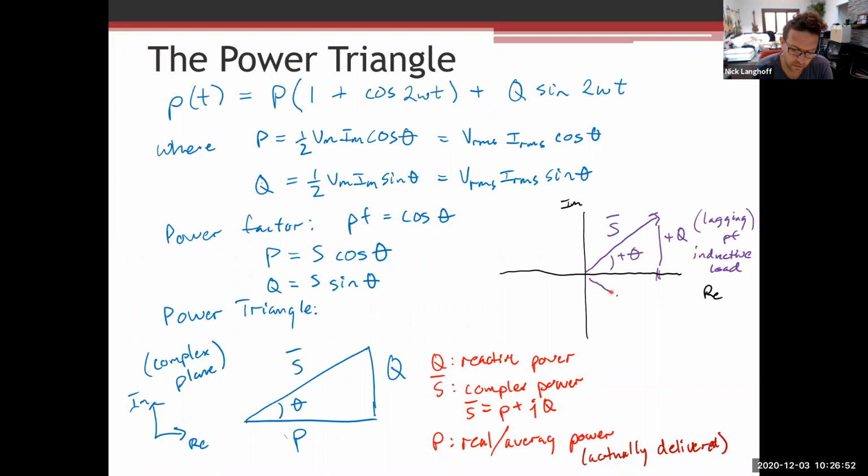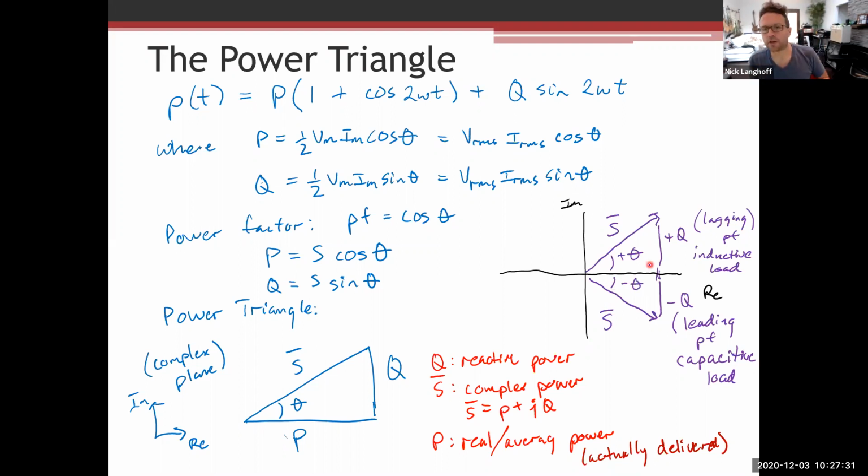If, on the other hand, the load at the frequency it's being driven is predominantly capacitive, you'll have a complex power in the fourth quadrant with a negative Q. Okay, and we refer to that as a leading power factor, which we associate with a predominantly capacitive load, and it has a negative theta.